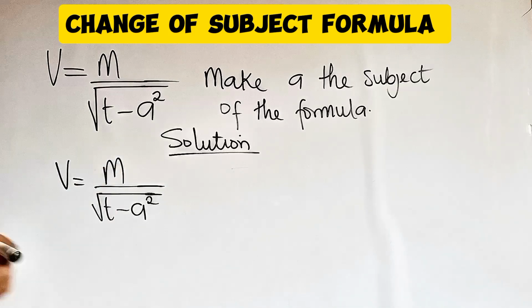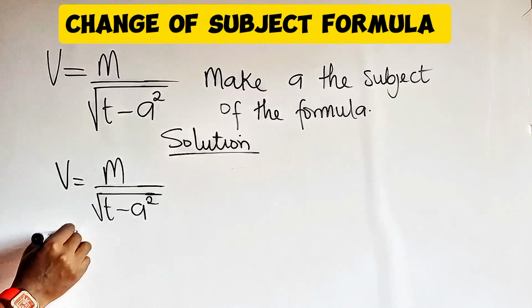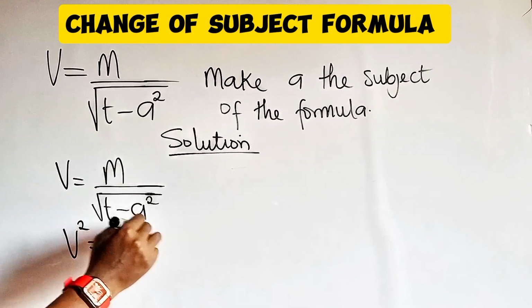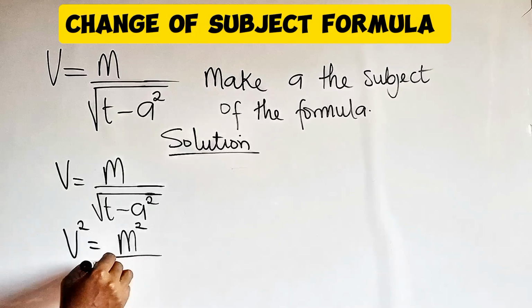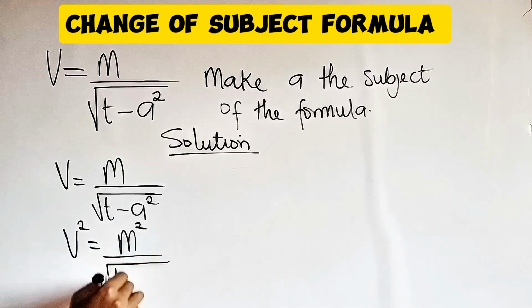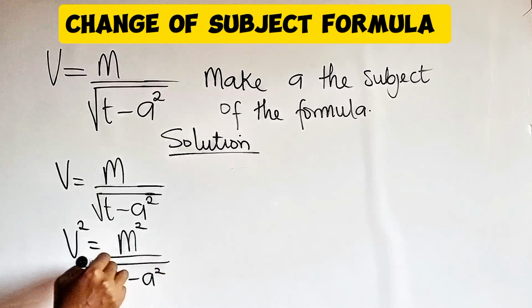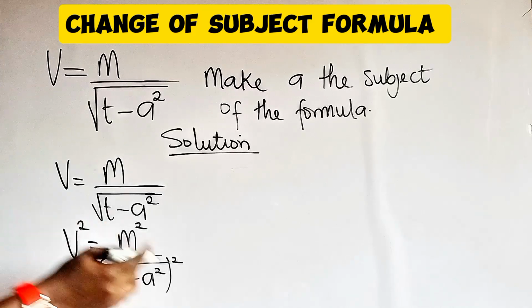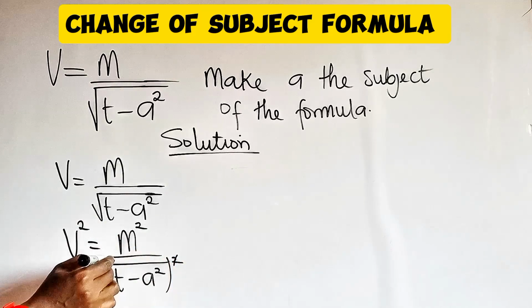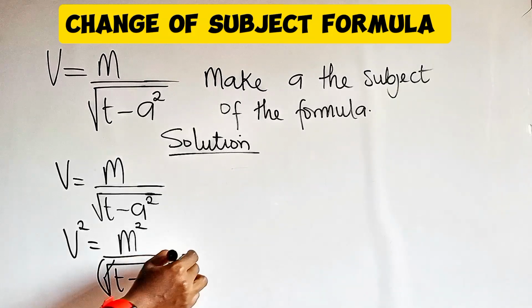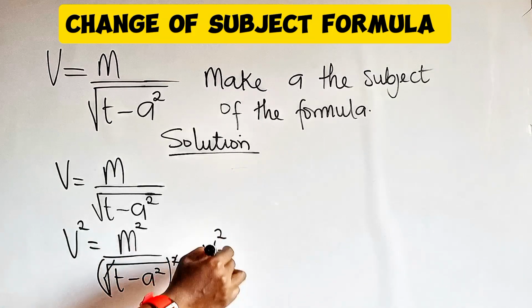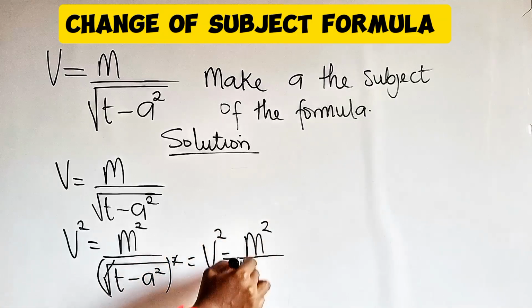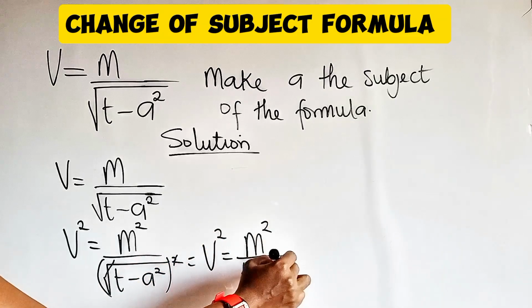Okay, so that gives us the square of V will be V square equals the square of M would be M square all over the square root of t minus a square, all squared. Okay, so this square, we cancel out the square root so that we are left with v square equal to m square all over t minus a square.